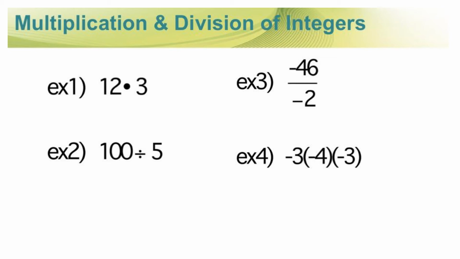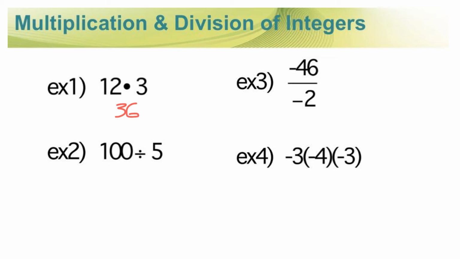We have 12 times 3. That little dot in the center right here, that actually is a multiplication symbol. So when we do 12 times 3, it's a positive 12 times a positive 3. Well, 12 times 3 is 36, and a positive times a positive is positive. So that's our answer.